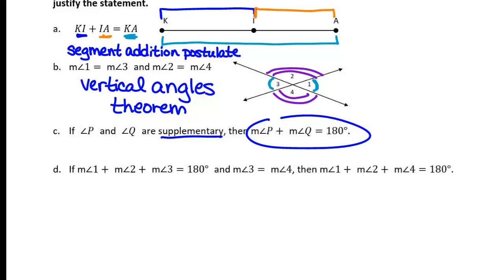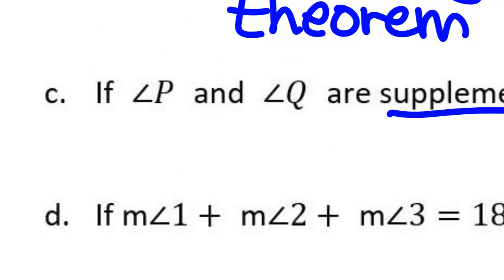What do you have to know before you could actually use the first part of this sentence to write the second part? The definition. You have to know what the word supplementary means. Supplementary means that their measures are going to add up to 180. So this is the definition of supplementary angles.